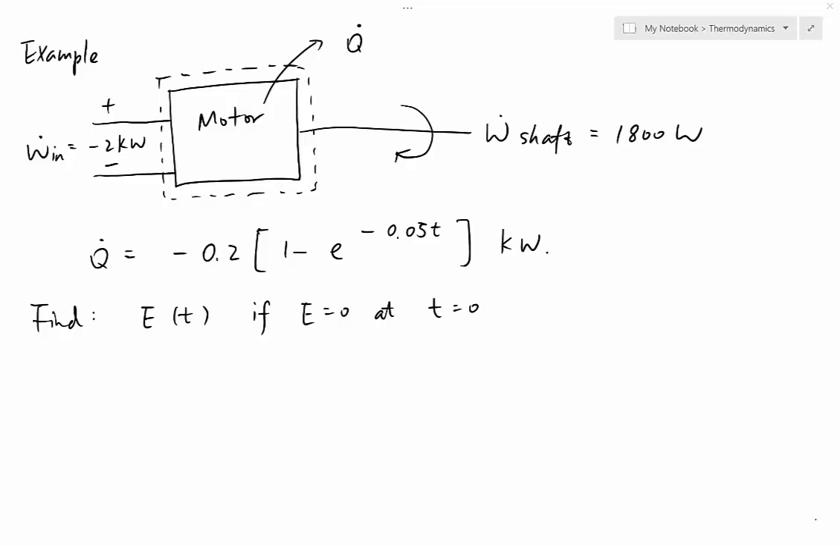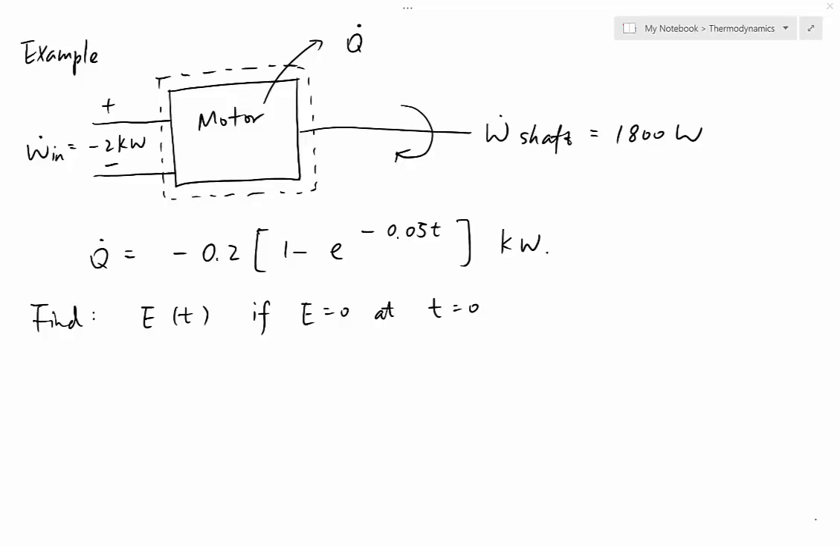On the left-hand side of the motor, you have electricity going in. That is my W dot in equal to -2 kilowatts. And then what comes out of the motor is on the right-hand side of the motor, which is a rotating shaft. So you can see W dot shaft is equal to 1,800 watts.